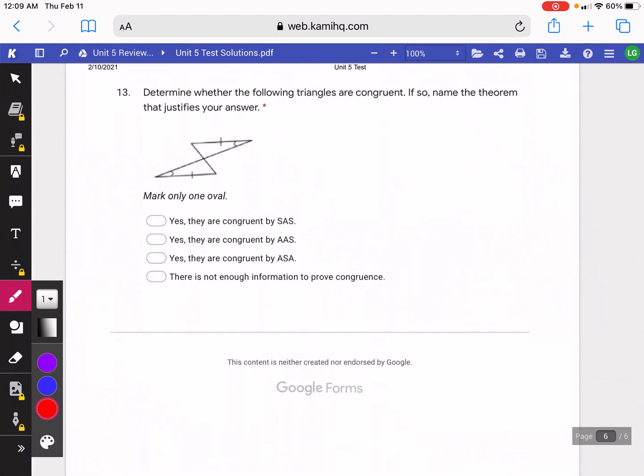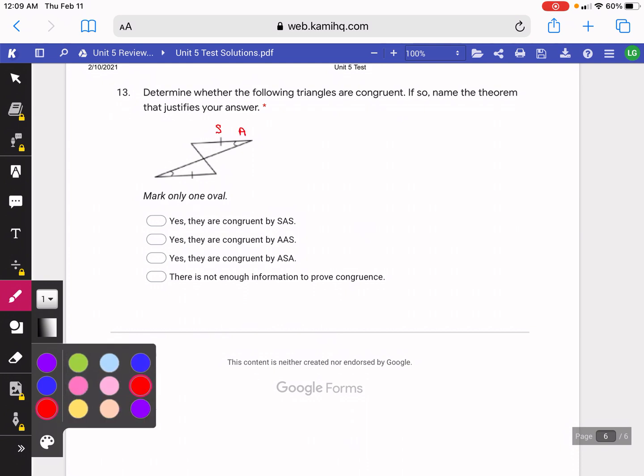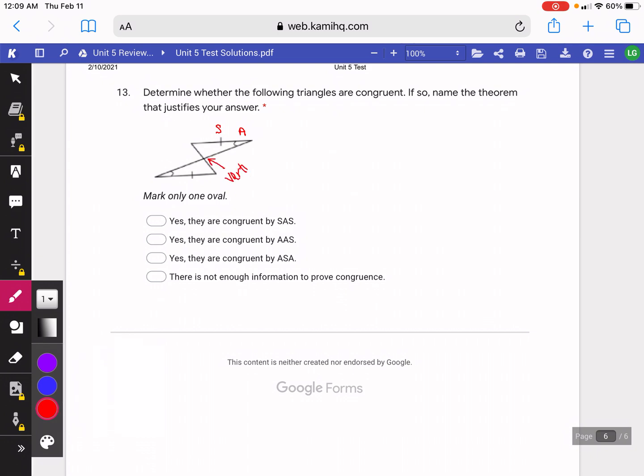This next one wants us to do the same thing. So we know that each of these has a side and an angle congruent. And then if you look, here these cross and form vertical angles. And we know that vertical angles are also congruent. So they have another angle congruent.